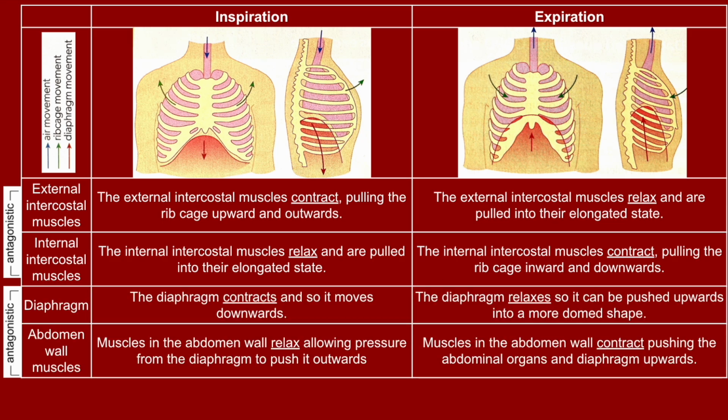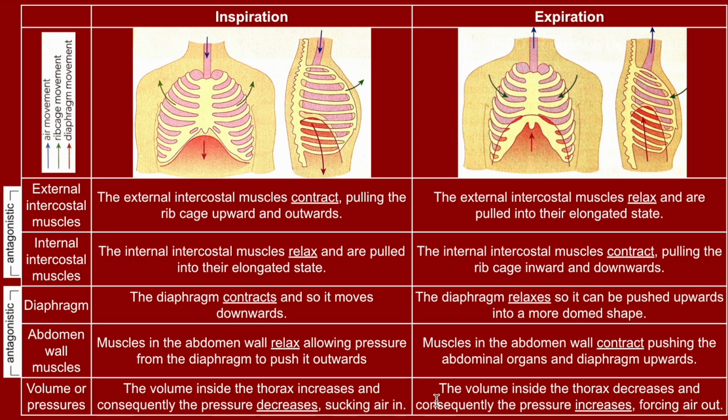You have another set of antagonistic muscles, which is the diaphragm and the abdomen wall muscles. Now, the diaphragm is relaxed in a domed state, as you can see here. And so when it contracts, it's going to contract down, which then increases the volume. At the same time, when it contracts, the abdomen wall relaxes. Vice versa, when you breathe out, the diaphragm is going to relax back into that dome position, decreasing the volume. And that happens when the abdomen wall muscles contract.